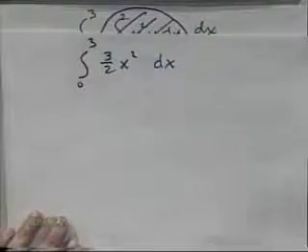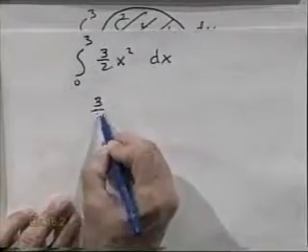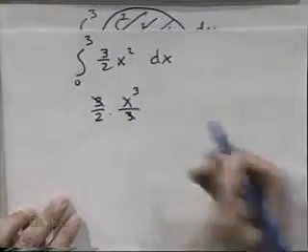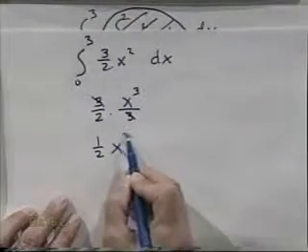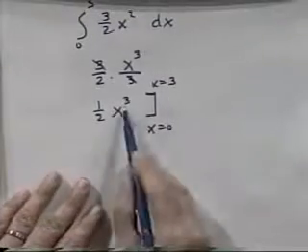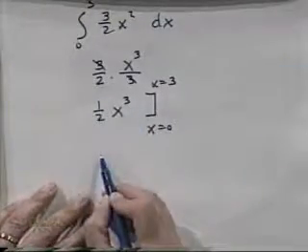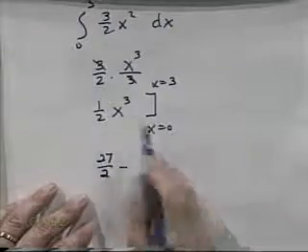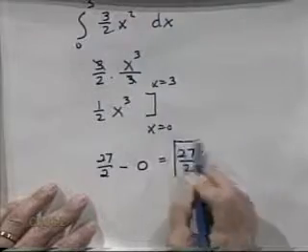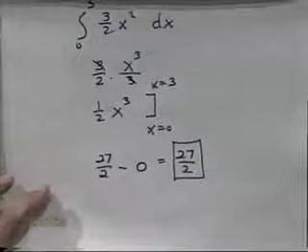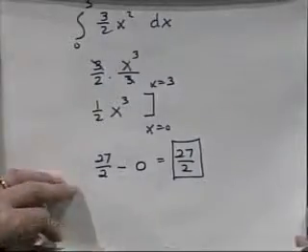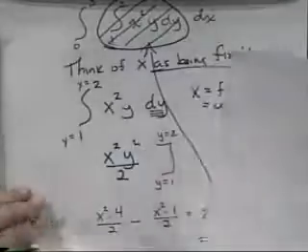Now it's an old Calc 1 kind of problem. Bring down your 3/2 for the right, increase your exponent by 1, divide by the exponent. Looks to me like the 3's cancel. So I have 1/2 x cubed as x ranges from 0 to 3. Put in a 3 cubed, 27, 27 times 1/2 is 27/2, pop in 0, which is good, gives me 0, and I get, for my first iterated integral, 27/2. Okay? Any questions?